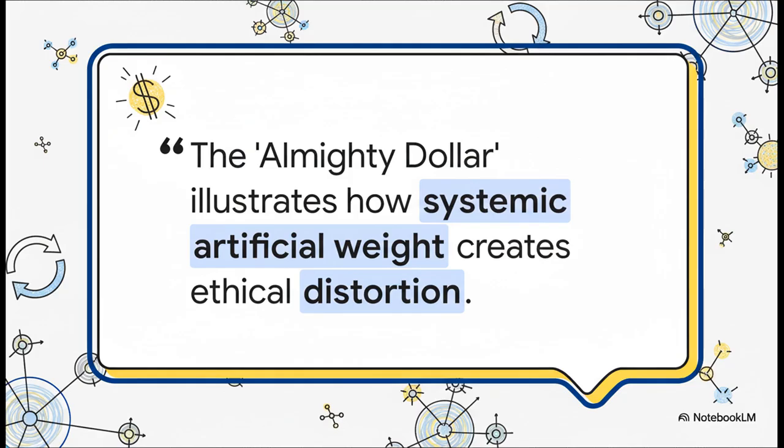And here's a perfect example of what artificial weight looks like in the real world. Think about an economic system that's laser-focused on profit, the almighty dollar. It forces nodes, people, companies, to put profit above everything else. And what happens? It can seriously distort their natural resonant priorities. It essentially turns them into tools for a goal that they might not have even chosen for themselves.